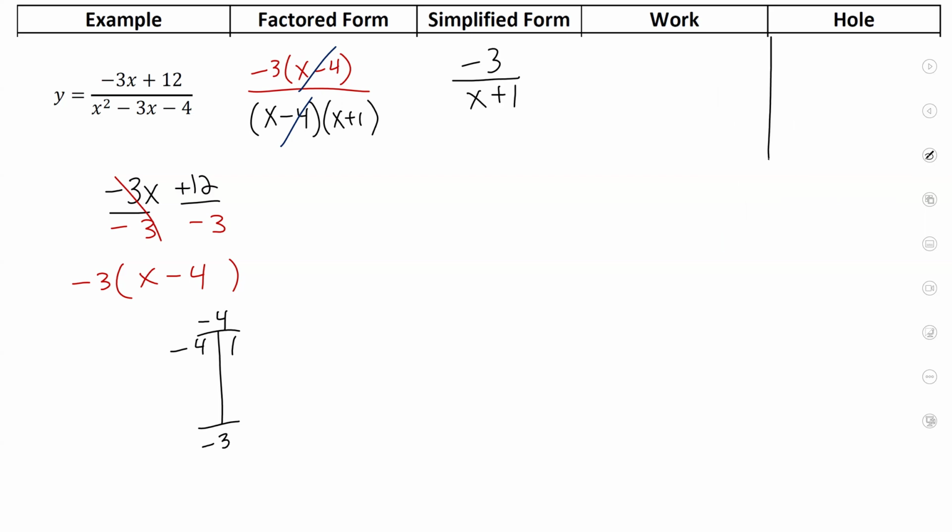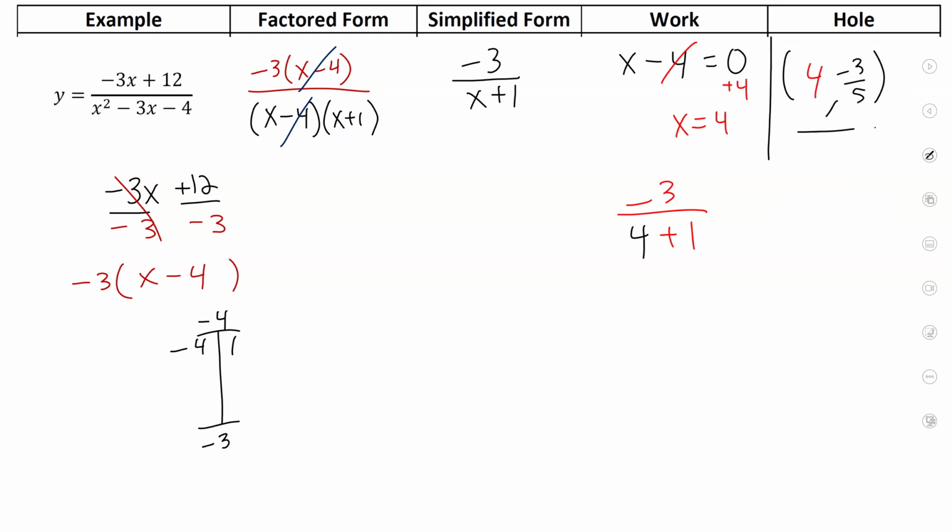Now, how do I find the x value of the hole? Equal what to 0? What I got rid of, so x minus 4, perfect. So what is it? Just 4. Now, how do I find the y value of the hole? Plug it in, perfect. So I'm gonna write it down right here. I'm gonna plug in a 4. Yes, -3/5. That's the answer.